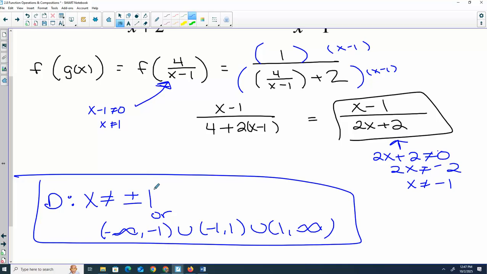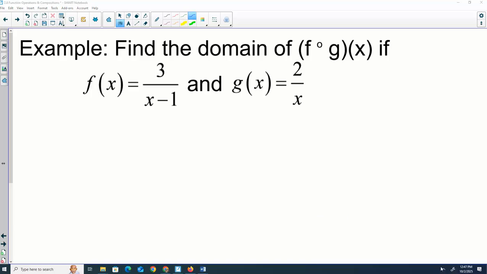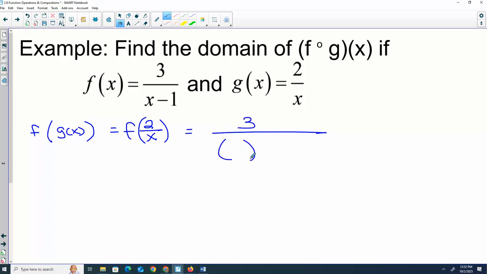Is this one okay? Do you guys think you can try one on your own? I want you to find that domain. Okay, let's try it. So I'm asking f composed with g. So g is 2 over x. I have to plug that into f. f says you're going to do 3 over whatever you put in minus 1. And we are plugging in the 2 over x.